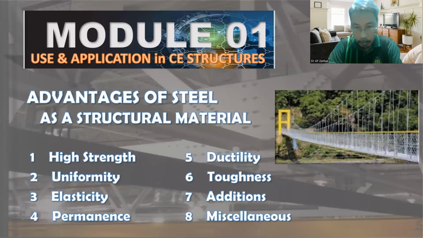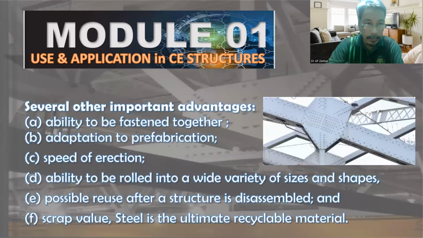Okay, and several other important advantages, if I may add. Ability to be fastened together. So to be fastened together, for example, just like what I've said, we can use, as you can see on the picture, bolts, rivets, could easily be joined together, component per component, element per element. You can assemble a structure, a system of small elements.